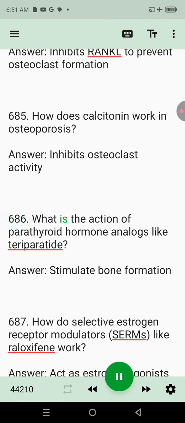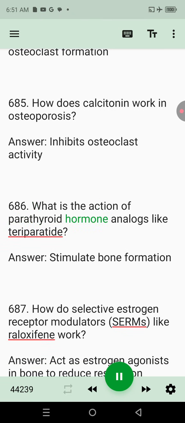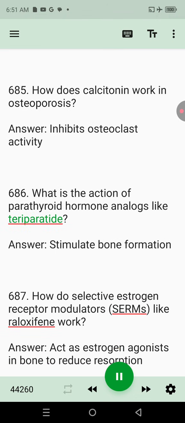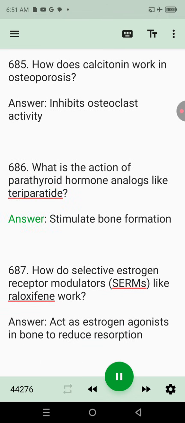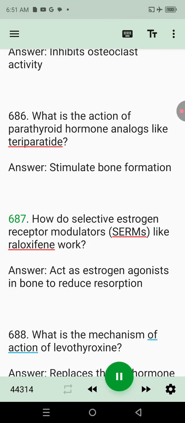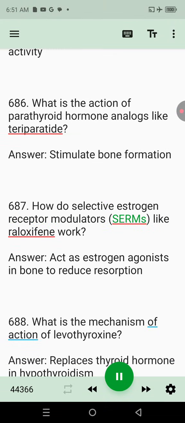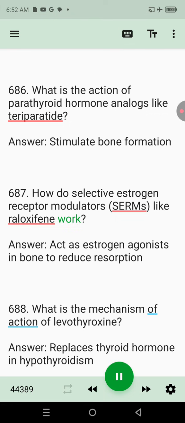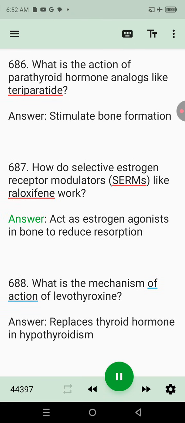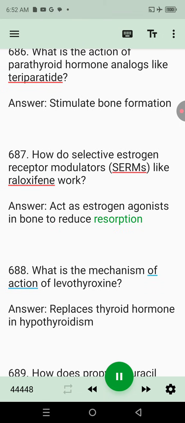686. What is the action of parathyroid hormone analogs like teriparatide? Answer. Stimulate bone formation. 687. How do selective estrogen receptor modulators, SERMs like raloxifene work? Answer. Act as estrogen agonists in bone to reduce resorption.